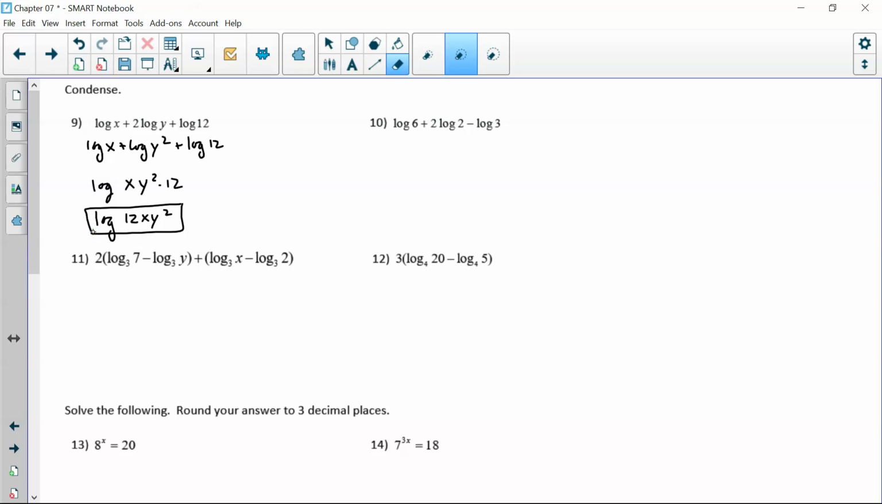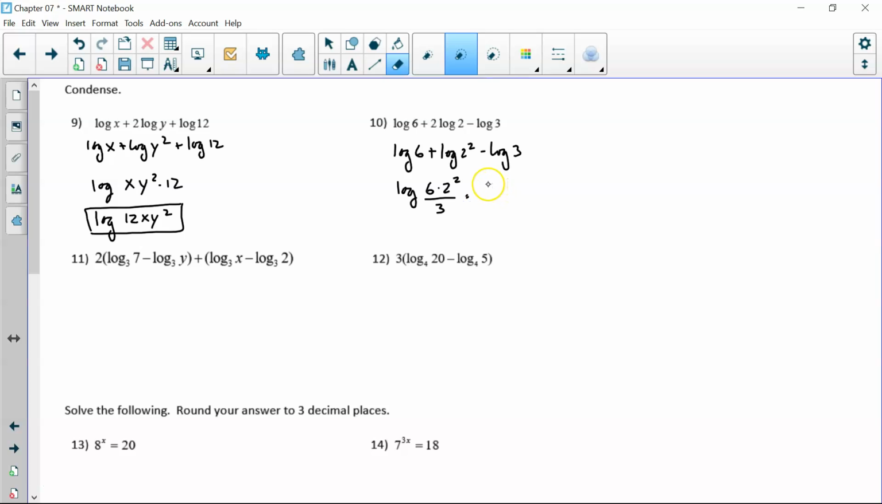Same thing here. Put those coefficients to be exponents. Log 6 plus log of 2 squared minus the log of 3. So now, what we have here is log 6 times 2 squared. And you see how the log of 3 is being subtracted? That just goes in the denominator.